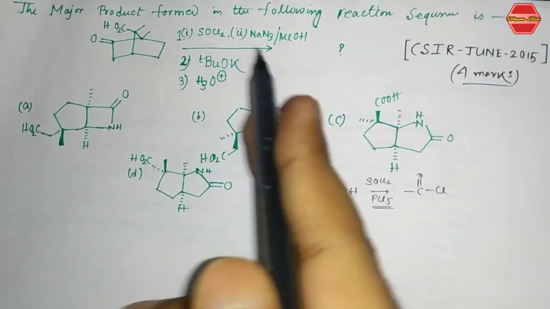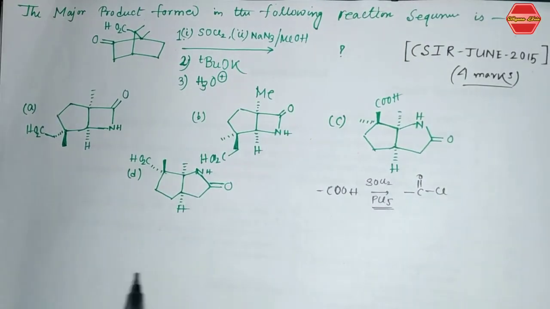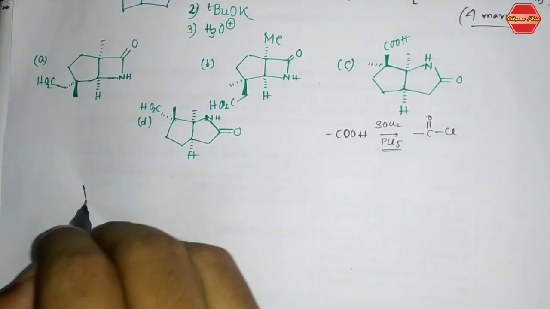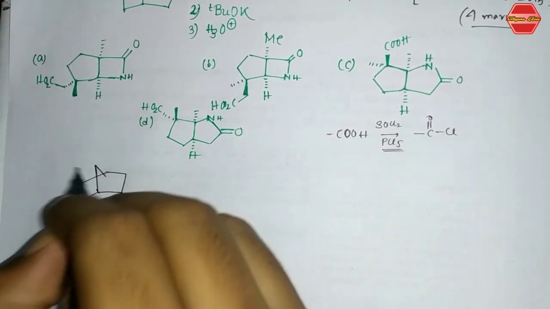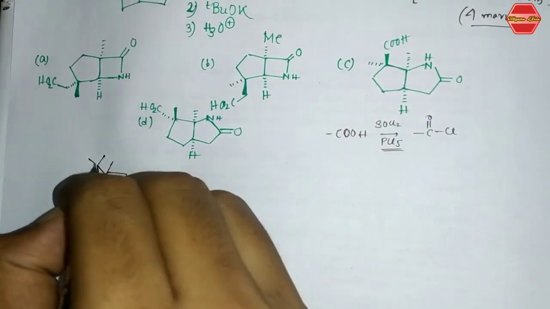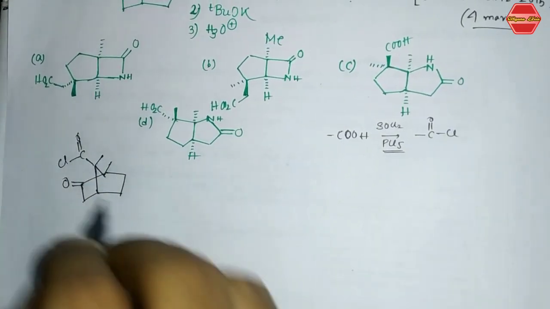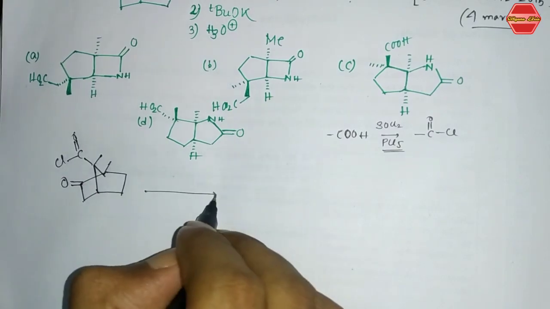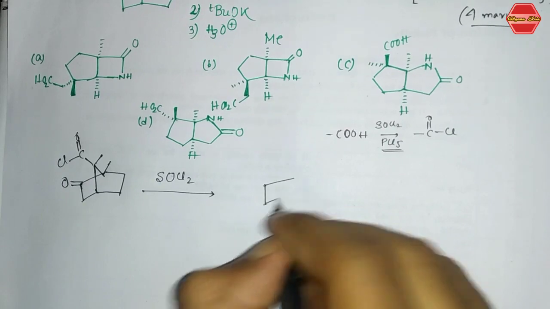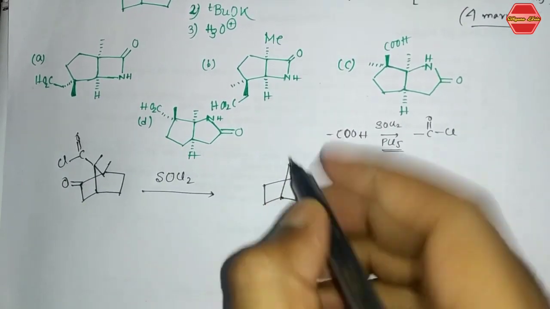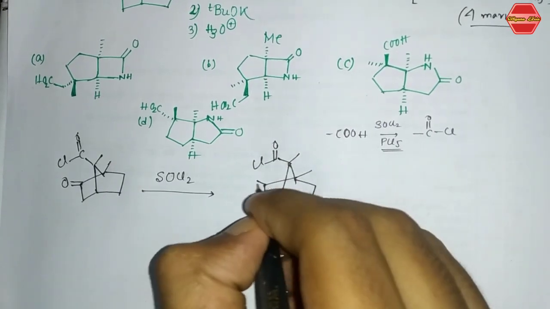Now let's talk about this given substrate and the overall reaction mechanism. I have written the substrate like this, C double bond O, COCl, here is a double bond O. Now see, SOCl2 is given to you and you get the product like this. Here is the Cl, and here you have the double bond.